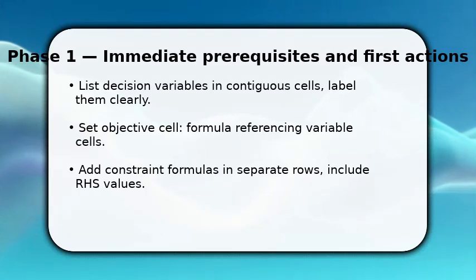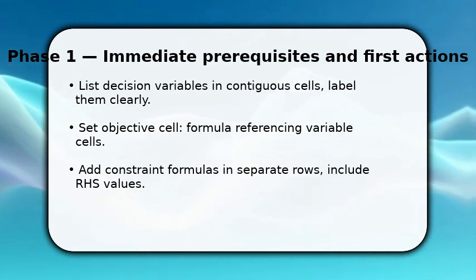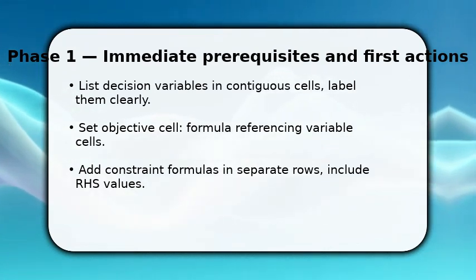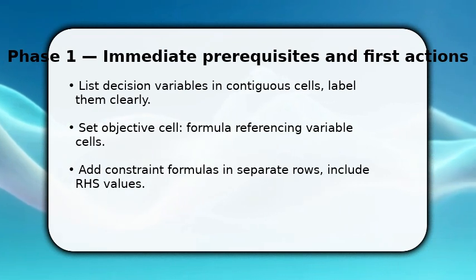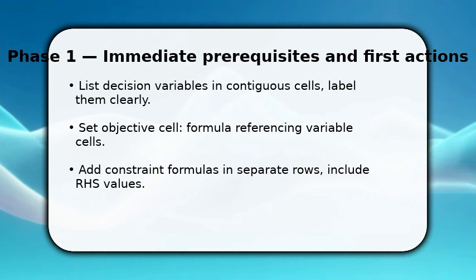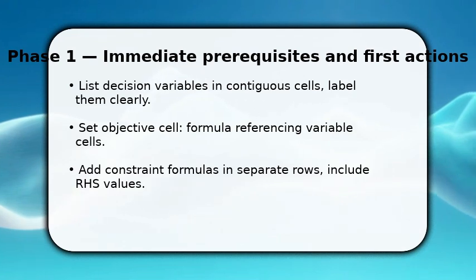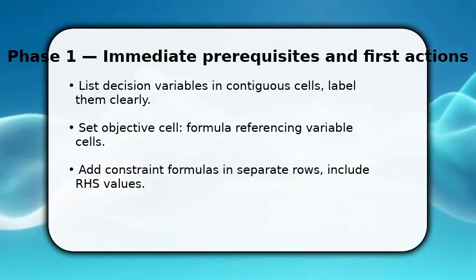You start by defining variables and the objective so Solver has clear inputs. Enter variable cells in a single block, name them if helpful. Create the objective cell with a formula that references those variables, because Solver optimizes that exact cell. Next, lay out constraint formulas and their right-hand side values in adjacent rows so you can select ranges easily.